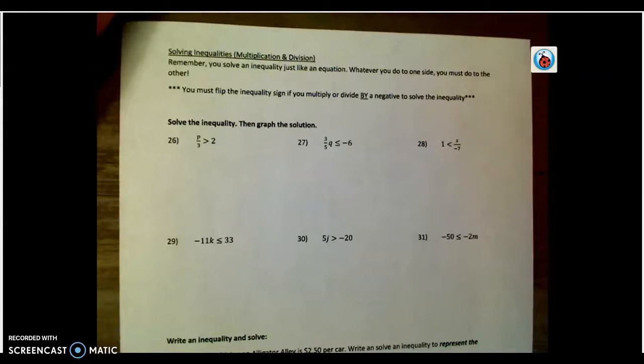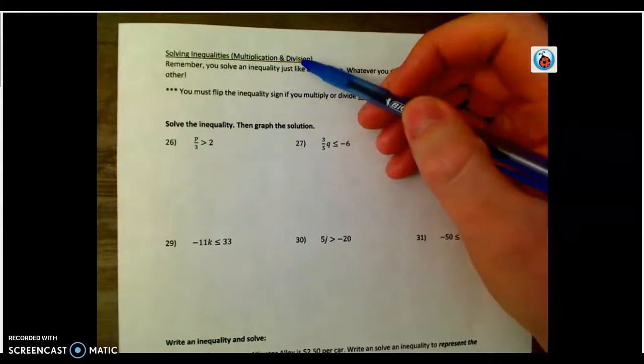Hi guys, welcome to part 2 of the unit review. We are on question 26, where we will be now focusing on solving one-step inequalities with multiplication and division.